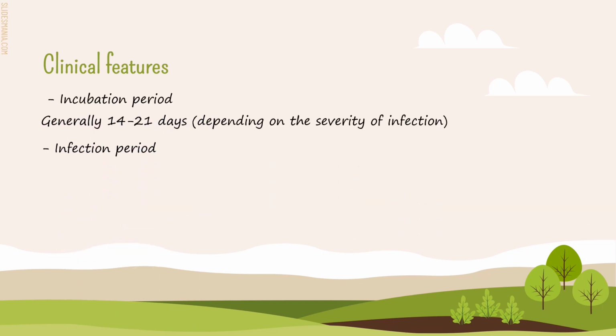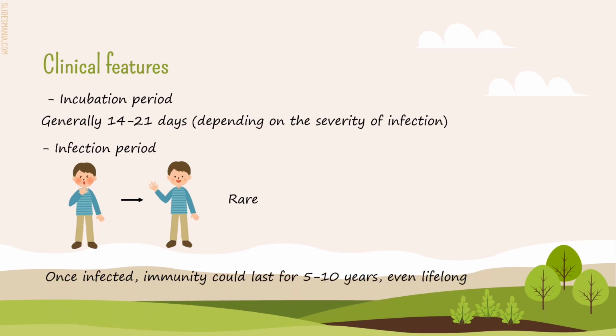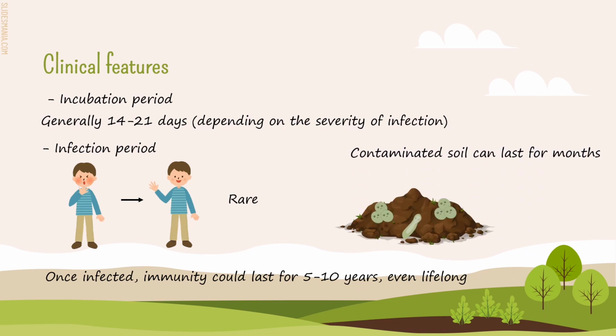When it comes to clinical features, normally the incubation period lasts for 14 to 21 days. Depending on the severity of the infection, the more severe, the longer it lasts. It is rarely reported that an infected human transmits to another healthy human. And for the infected human, generally the immunity lasts for 5 to 10 years or even lifelong. The major route for infection is from contaminated soil.